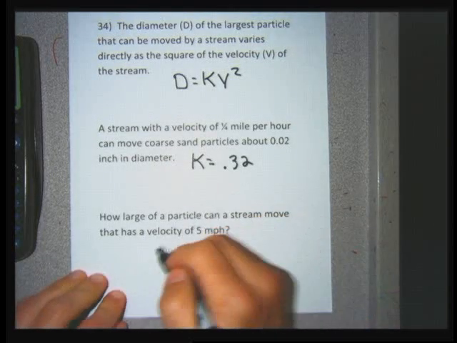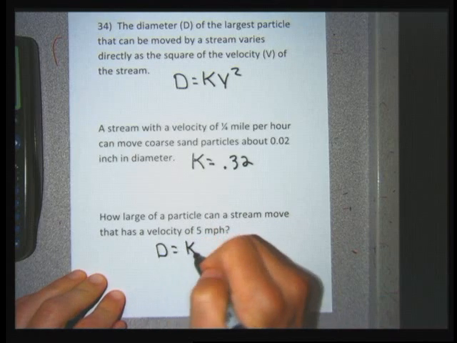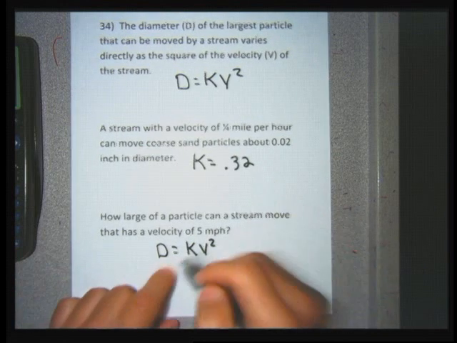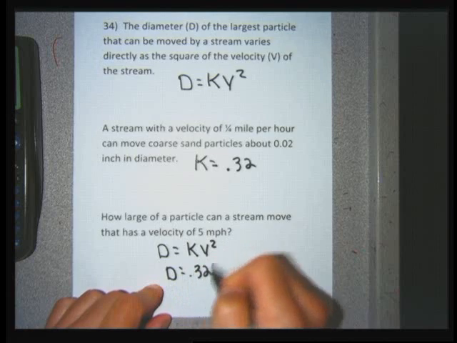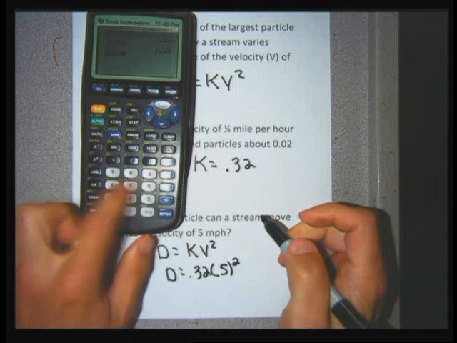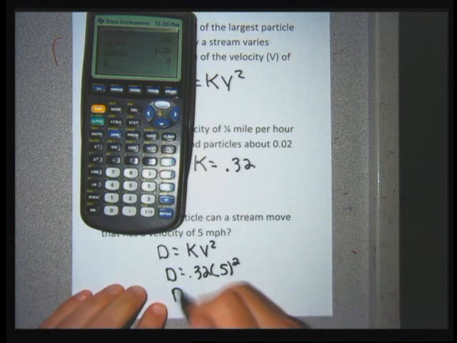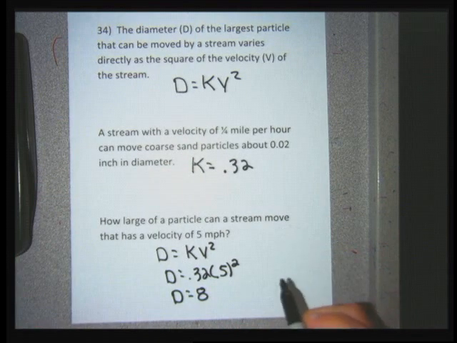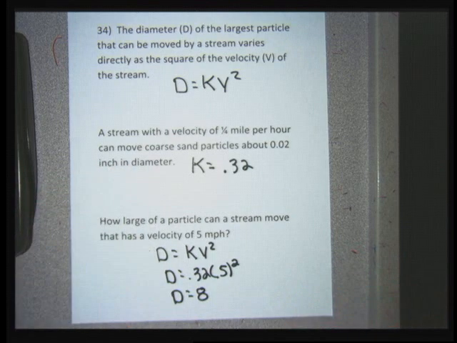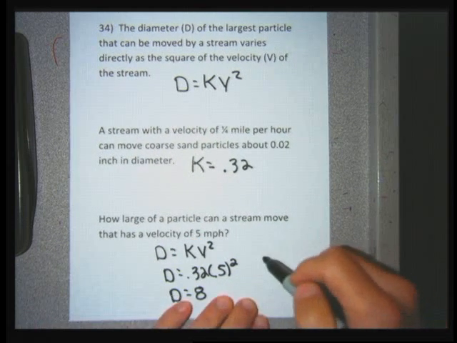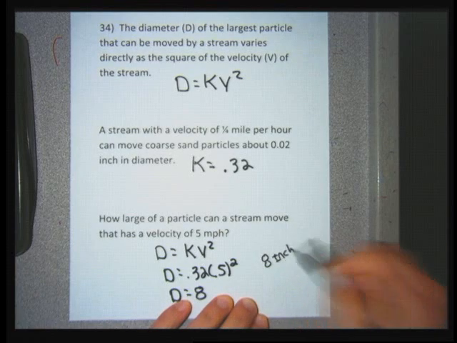And in the last sentence, I have a stream that's faster. A stream that's moving 5 miles per hour can move a bigger particle. I'm going to plug in 0.32 for k, 5 for v, do my operations here, 0.32 times 5 squared, and I get 8. What this formula says is a stream moving 5 miles per hour can move an 8-inch particle. That's not even a particle anymore. I wonder how true that statement is.